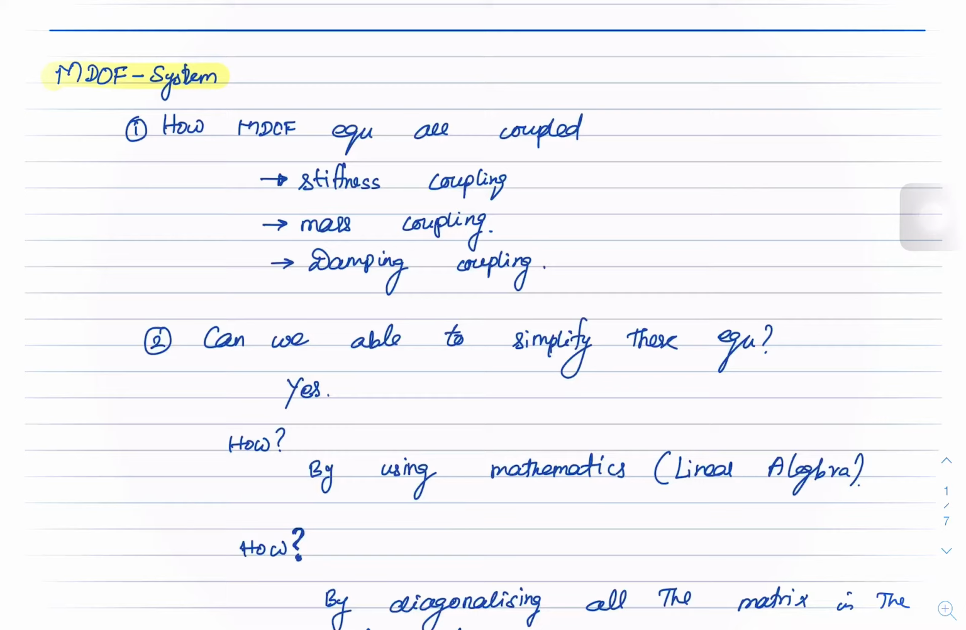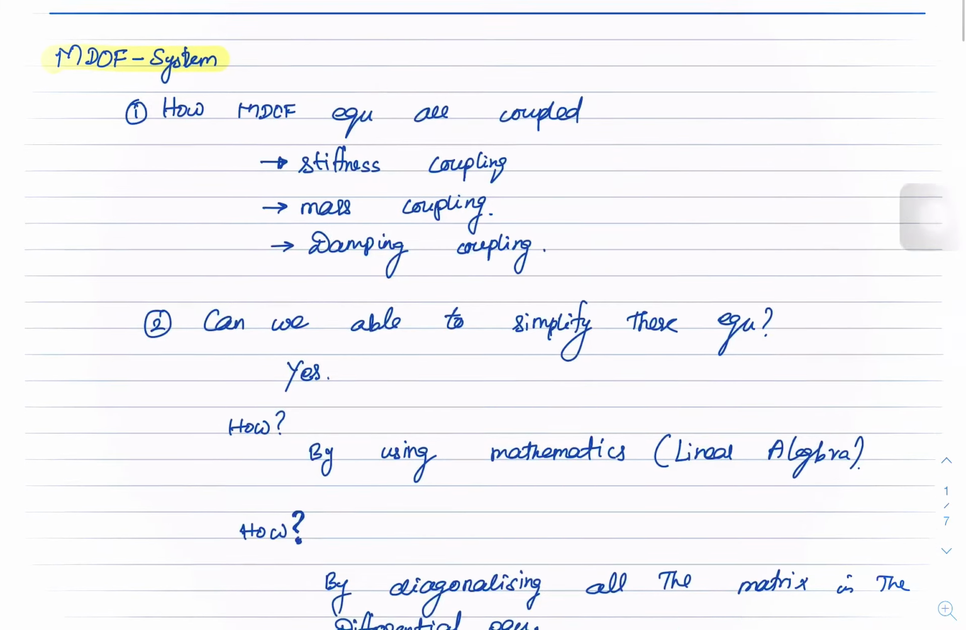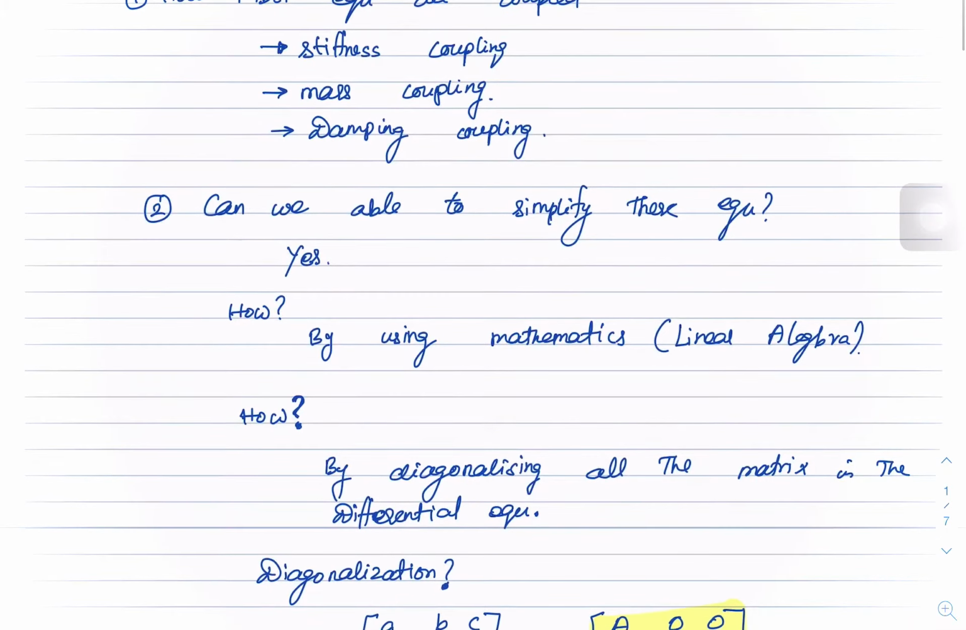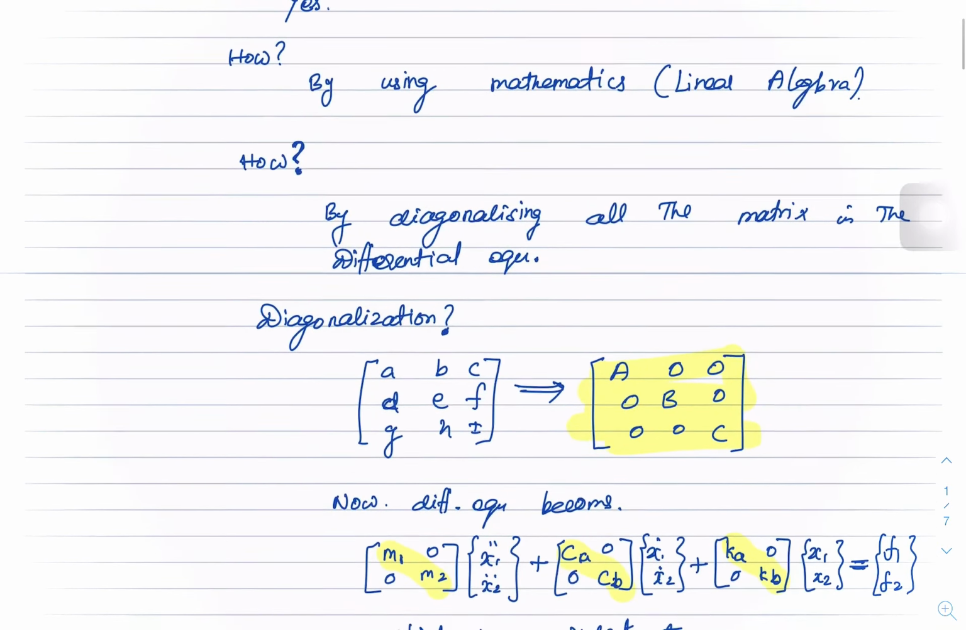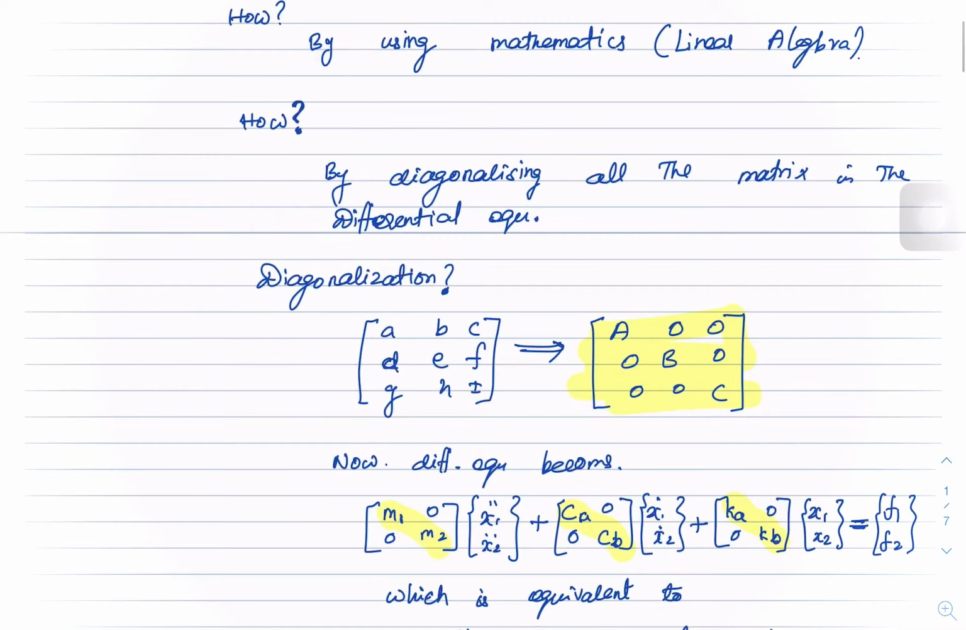Are we able to simplify this equation? Yes. How? By using some mathematical methods, mostly linear algebra. We do that by diagonalization of all the matrices in the differential equation. Let's see what diagonalization is. Diagonalization is converting any matrix such that only the diagonal terms are non-zero.